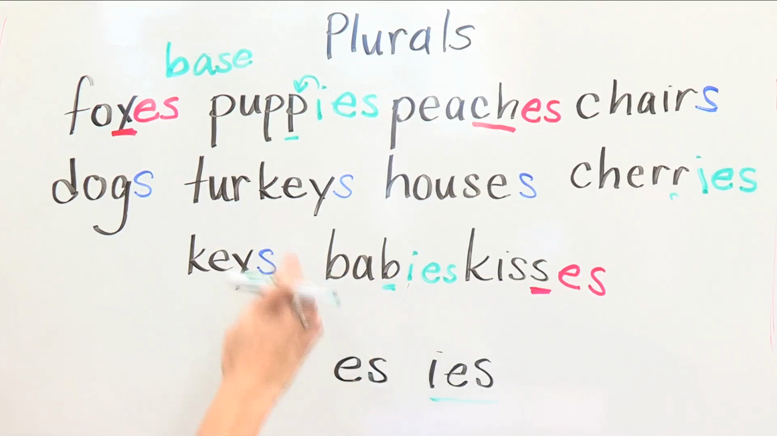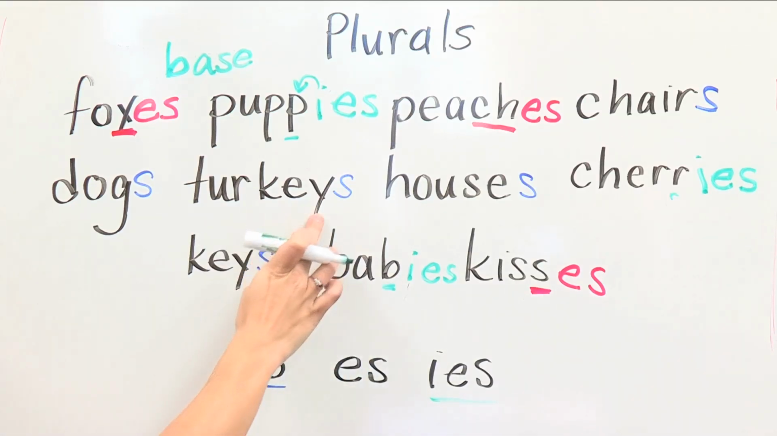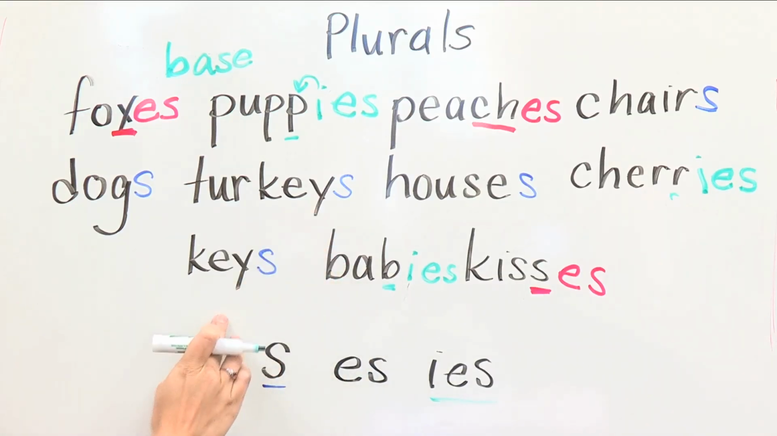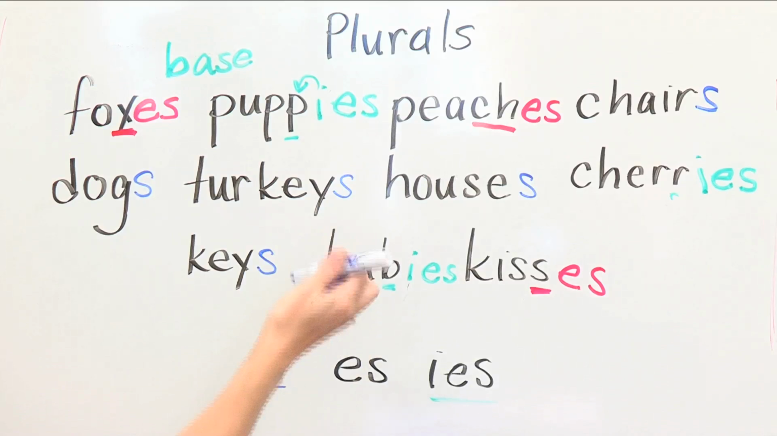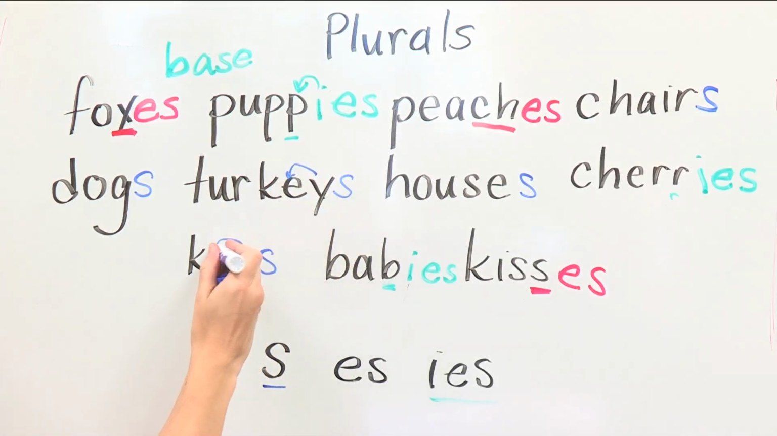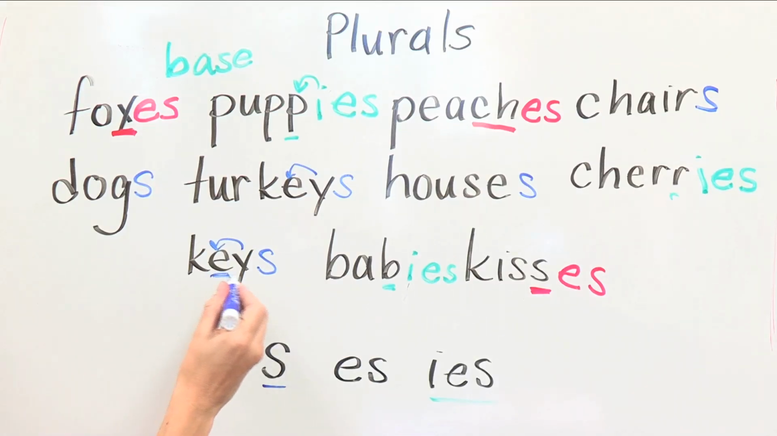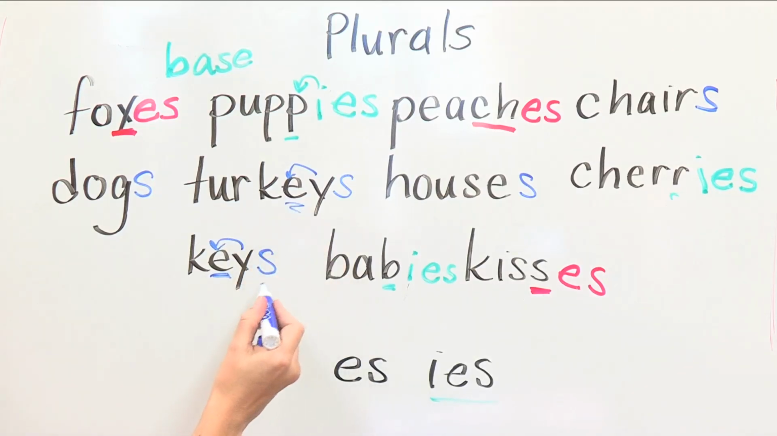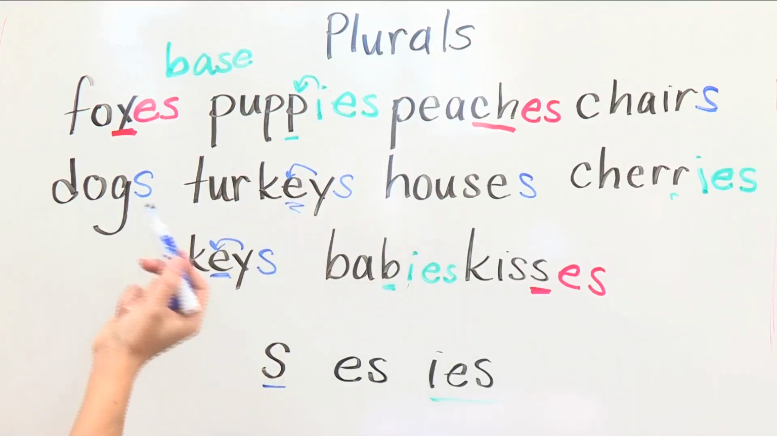That's very important. So let's go back up here really quick. Why did we not do this for turkey and key? Because there is a vowel right before it. If you look at the letter Y, there's a vowel E right before both of these. That is why. If there is a vowel right before that Y, all you do is just add regular S. And then with houses, chairs, and dogs, they just follow basic rules.